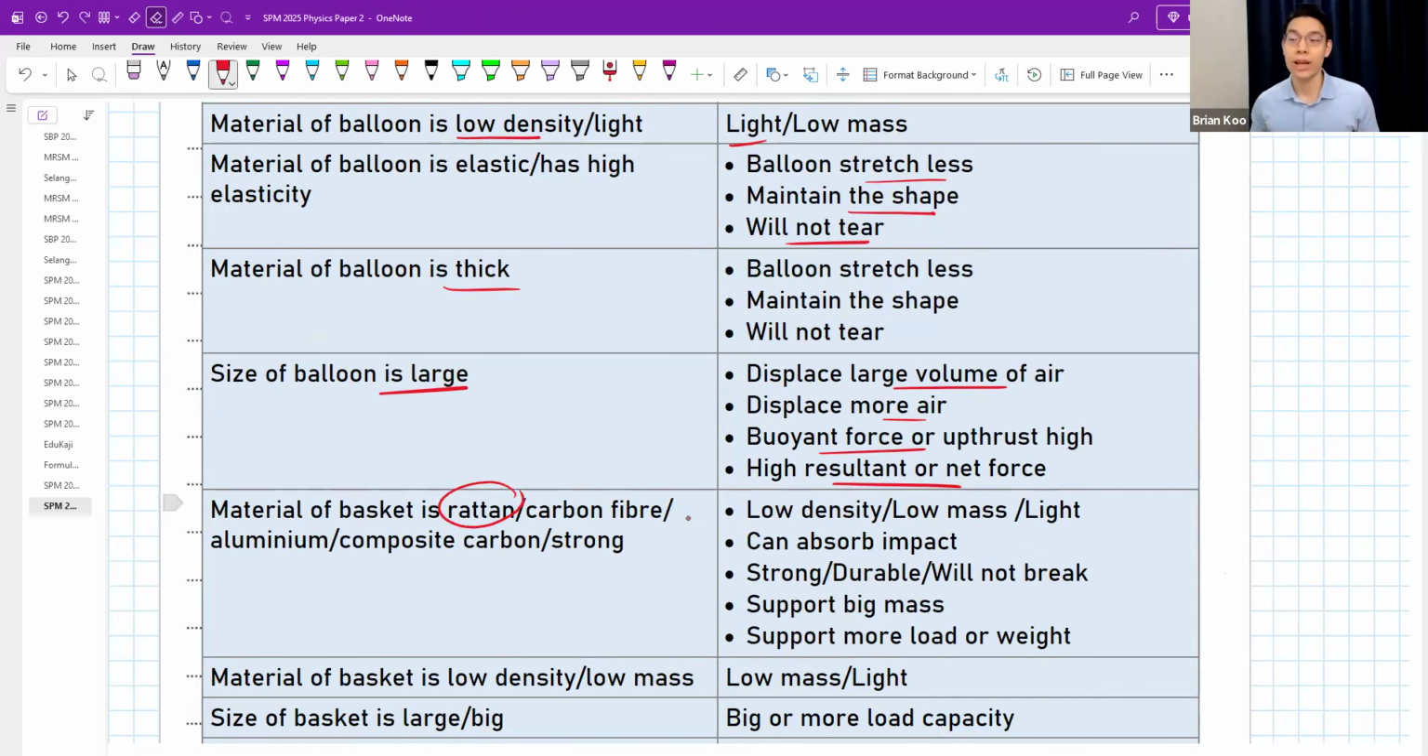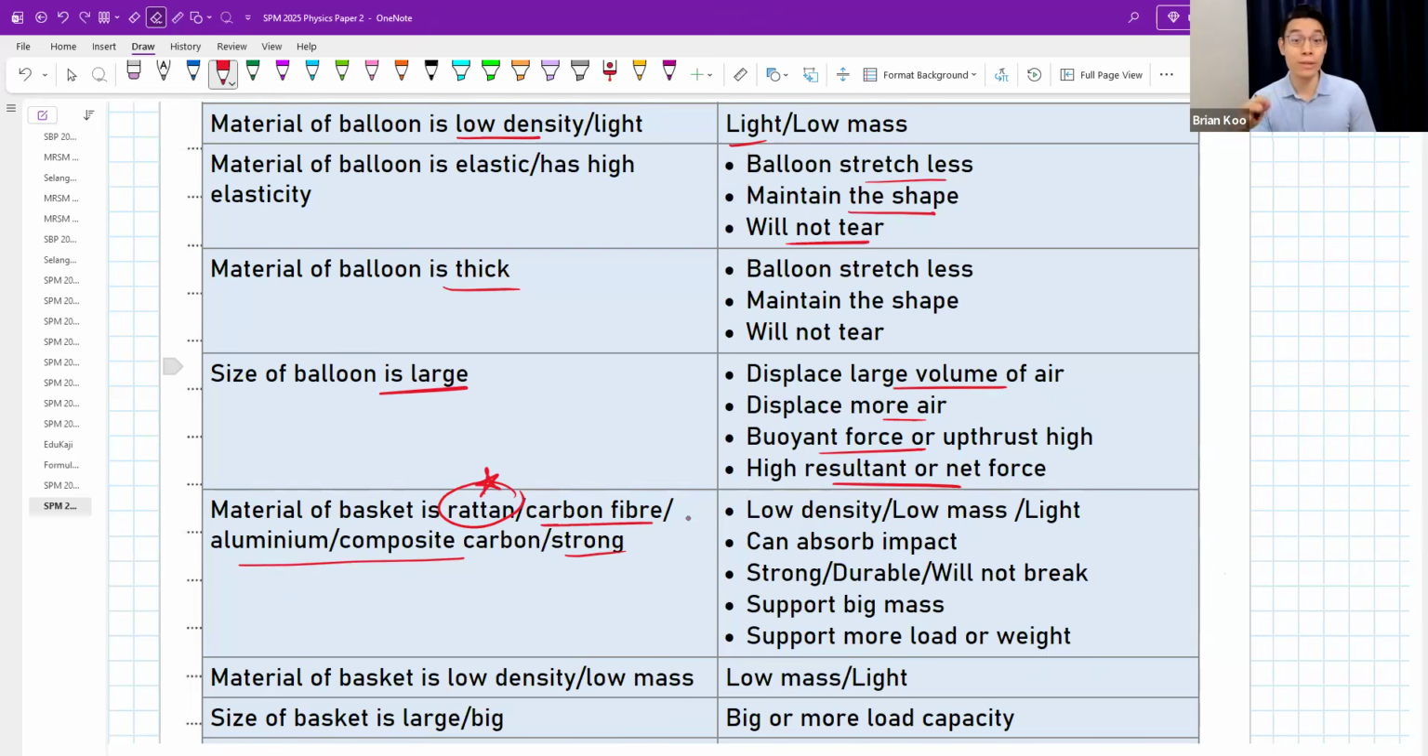Material of basket, I choose rattan. Teacher, I don't know rattan. Can I say strong? Can. Can I say carbon fiber also, because very light, very strong? Can. Aluminium, aluminium alloy, aluminium or composite carbon, a lot of different ones that you can write. But most common actually is rattan for the basket.